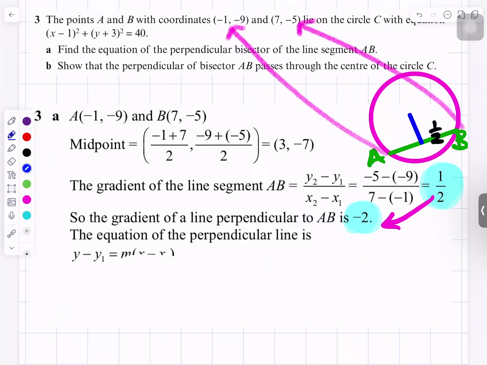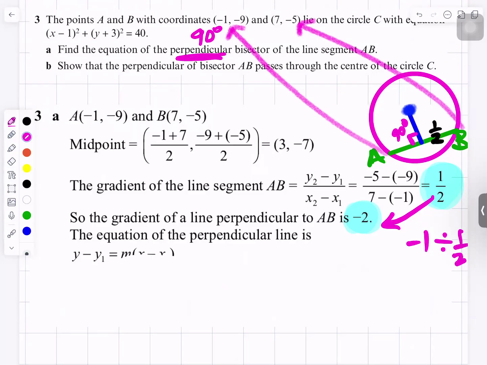Now, in order to get the gradient for the blue line, because the green and the blue line meet at 90 degrees, because a perpendicular bisector, that's what perpendicular means. That means they meet at 90 degrees. So to get that, it will be minus 1 divided by 1 over 2. Does that make sense? Yes, sir. And then that will give you minus 2. So the gradient for the blue line now is minus 2. So now we know the gradient for the blue line.